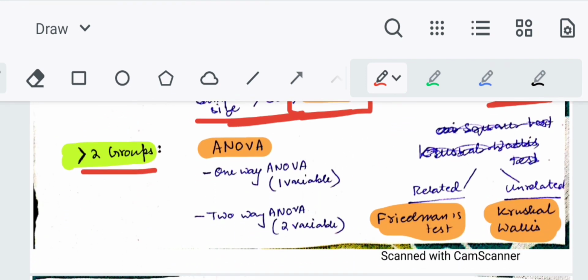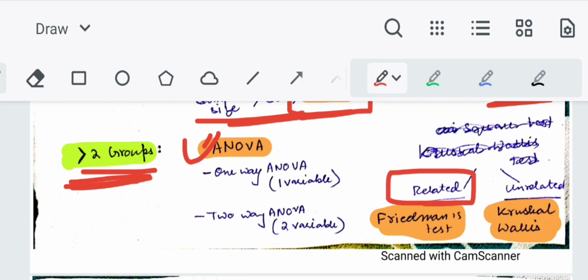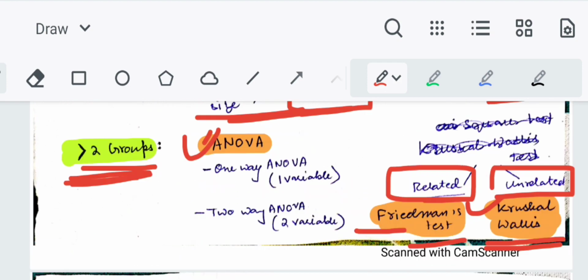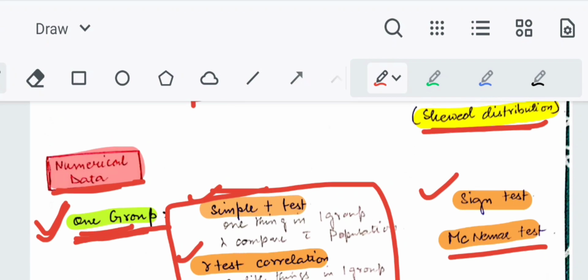Now if there are more than two groups and we have quantitative data, that is we have to use parametric test, we use ANOVA test. Now suppose there is qualitative data and we have to use non-parametric test. If the groups are related, we use Friedman test, and if the groups are unrelated, we use Kruskal-Wallis test, right? Now this was for numerical data.